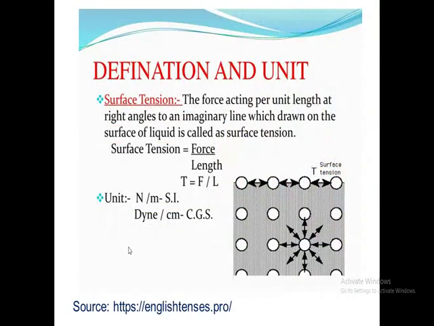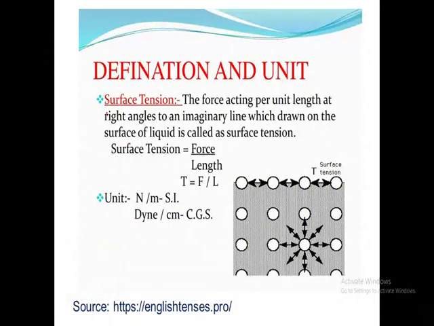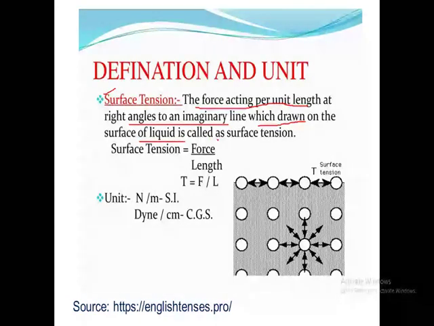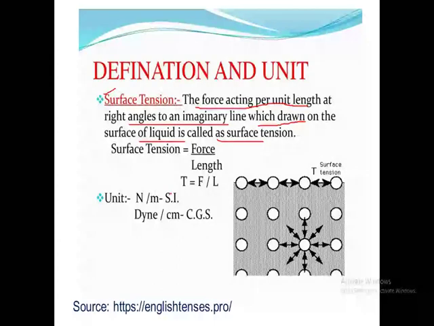As of now, we know the definition of surface tension. This is one more definition of surface tension. We say it is the force acting per unit length at right angles to an imaginary line drawn on the surface of a liquid. What is the meaning of this definition?